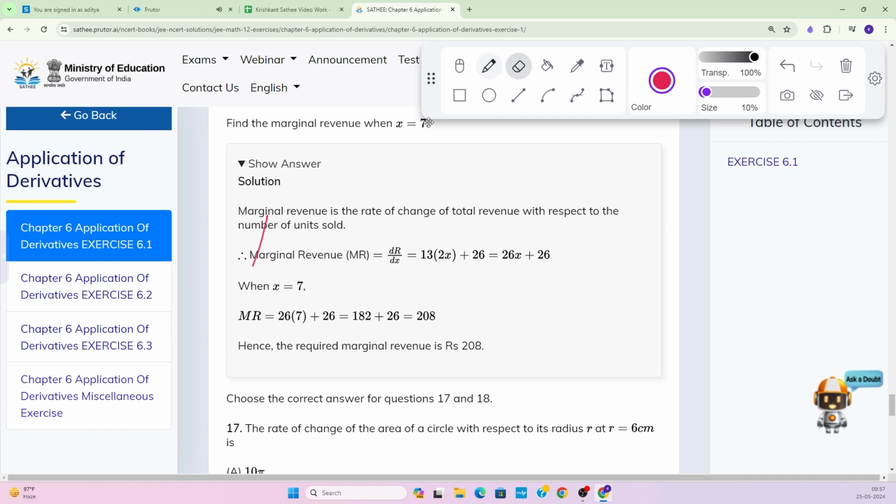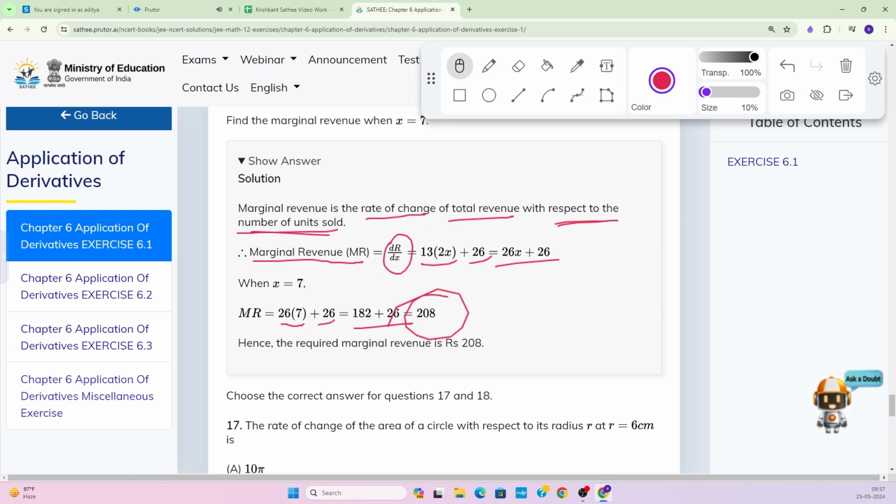So let me once again go through it. Marginal revenue is just the rate of change of total revenue with respect to the units sold. Okay, clear? So this means marginal revenue means dR by dx. This means 13 multiplied with 2x plus 26. This means 26x plus 26. When x is 7, it means 26 multiplied with 7 plus 26, which will give you 208 as your marginal revenue.